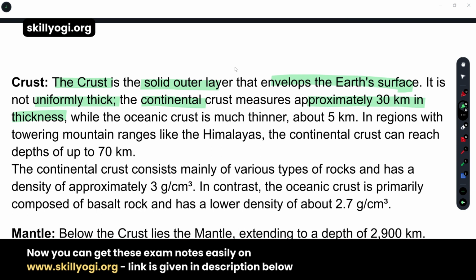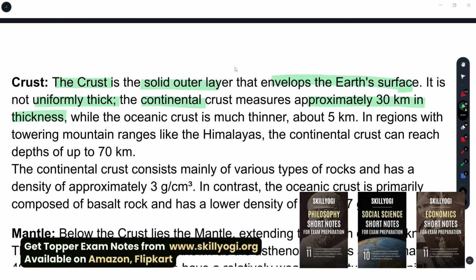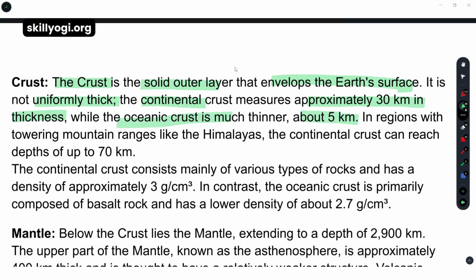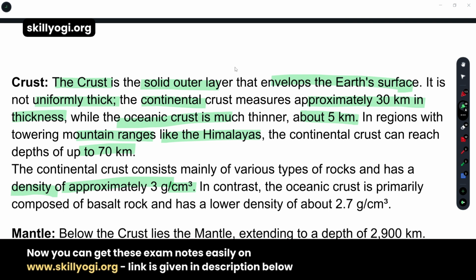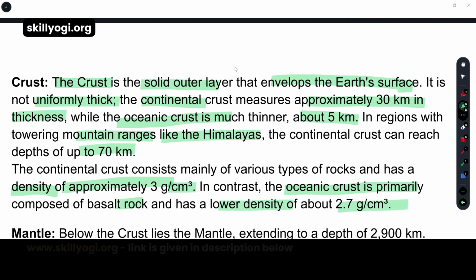But in a continent, we can see it's 70 km thick in the Himalayan region and 5 km thick in the plains. The oceanic crust is about 5 km thin, and in mountain ranges like the Himalayas it's 70 km thick in depth. The continental crust density is approximately 3 gram per centimeter cube, which is the unit for measuring density. In contrast, the oceanic crust is composed of basaltic rock, so it has a lower density, about 2.7 gram per centimeter cube.